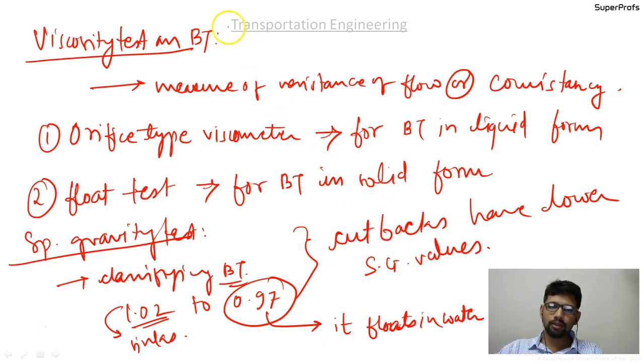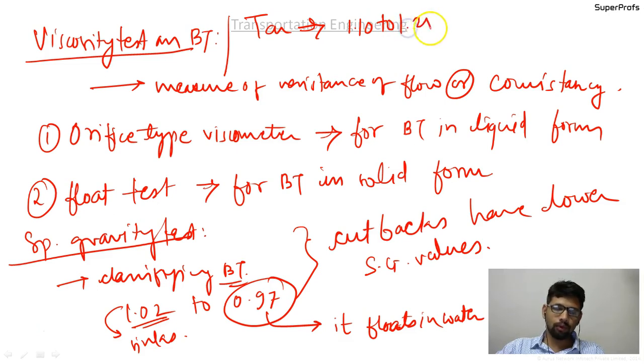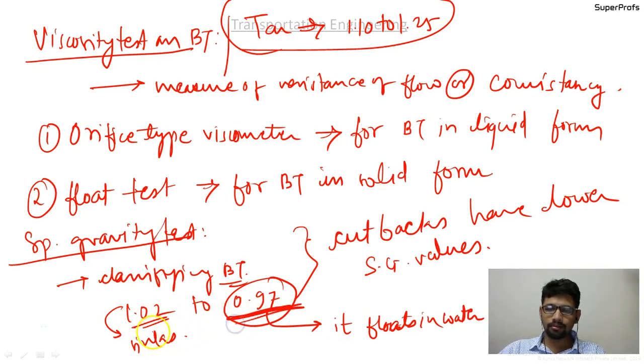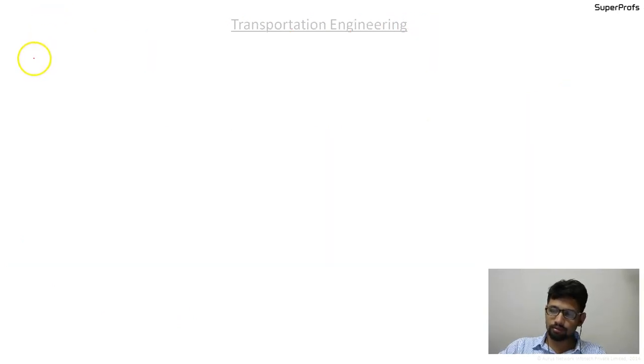Tar has specific gravity value ranging between 1.10 to 1.25. Though it is a liquid, it is always heavier. Tar is a liquid, but it is always heavier compared to bitumen. So bitumen can be lighter than water. In some cases, it is also heavier than water. But if it is tar, then it is bound to be heavier than water. Okay, it will always sink in water.